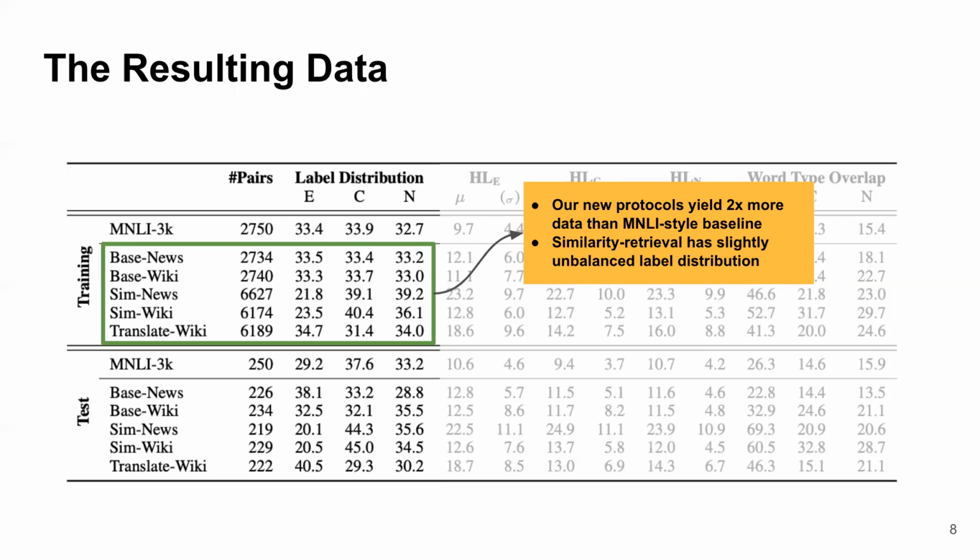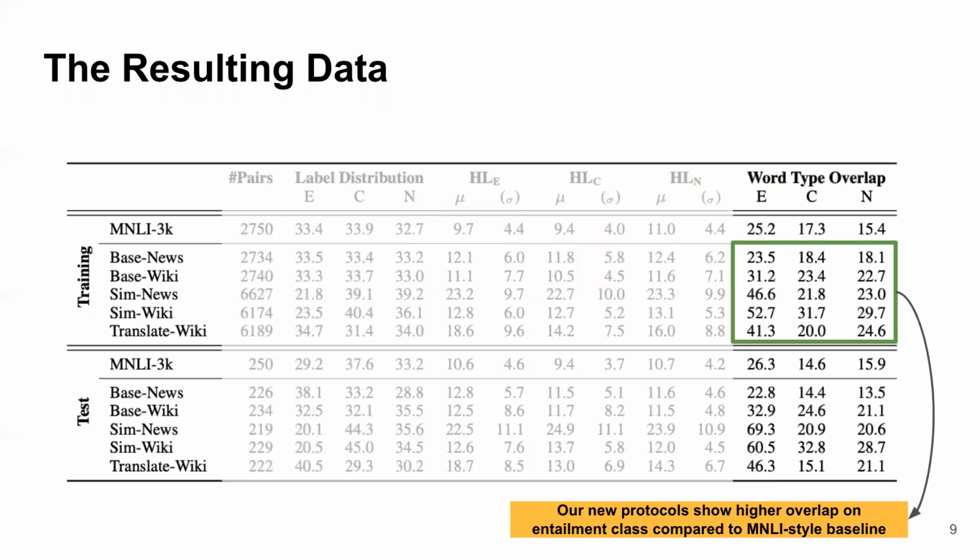Regarding the label distribution, we observe that Sim has a slightly unbalanced distribution compared to the other protocols. We also analyze the word type overlap statistics, which is another known artifact for NLI. We find that our new protocols show higher overlap on the entailment class compared to the MNLI-style baseline, which is probably undesirable for entailment data.